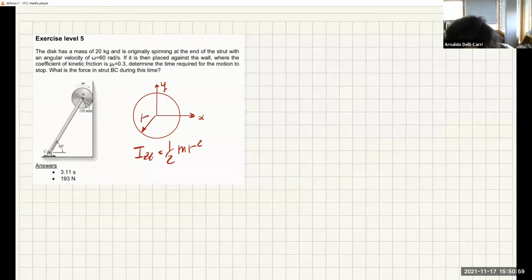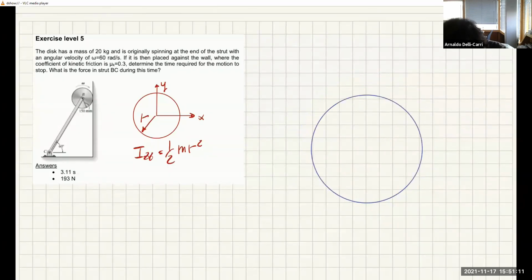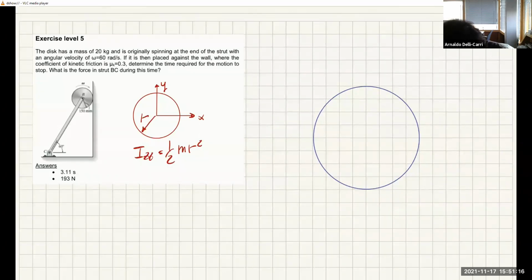Okay, so the disk has a mass of 20 kilograms. It's spinning at the end of the strut with a certain angular velocity of 60 radians per second. So let me draw the free body diagram of this already. I want the free body diagram of the disk itself. So this is the disk, and this is the center of the disk, which is of course pinned. And there's a strut around it.